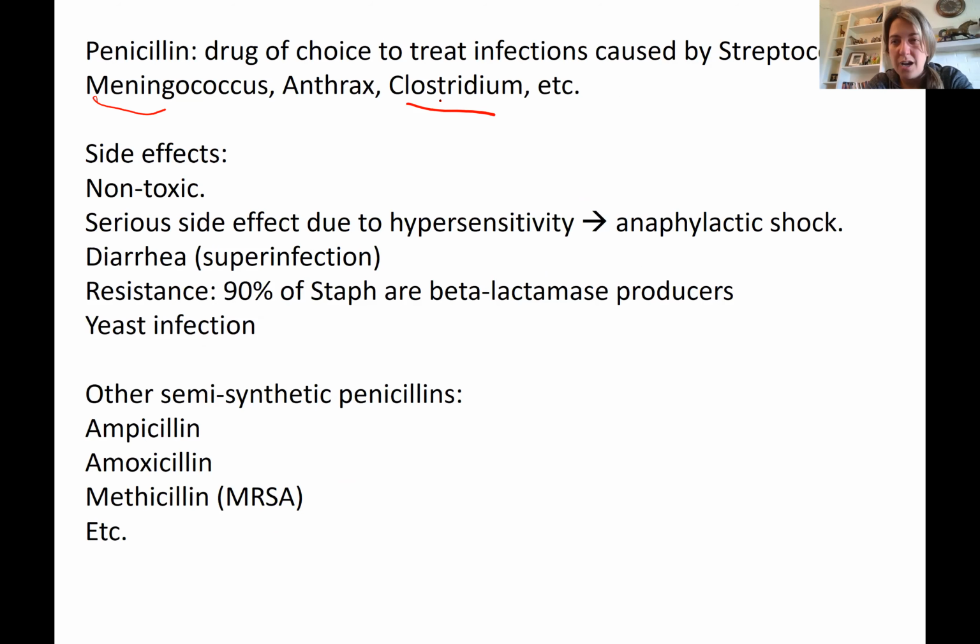The side effects are not toxic, okay? We're going to see some other antibiotics here that are toxic. The serious side effects are generally because of hypersensitivity, which is the same as allergy, okay? Causing anaphylactic shock, which can lead to death, okay? Another side effect is the superinfection when they encounter beta-lactamase producing bacteria.